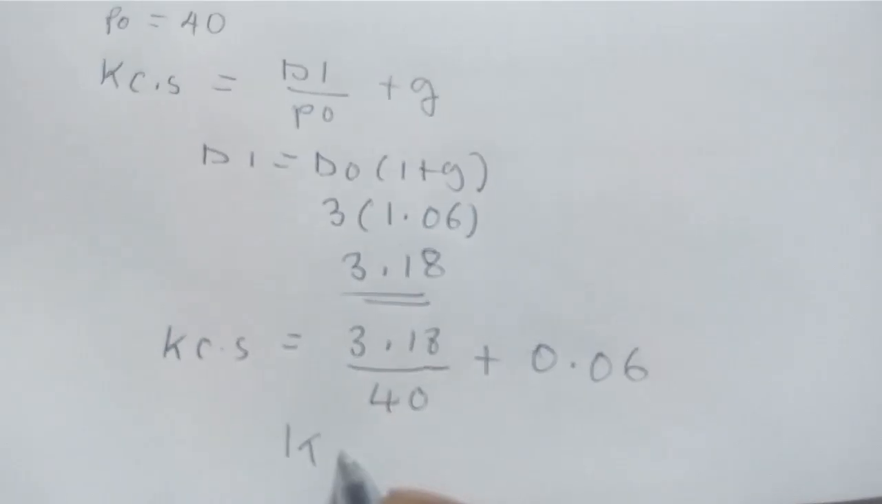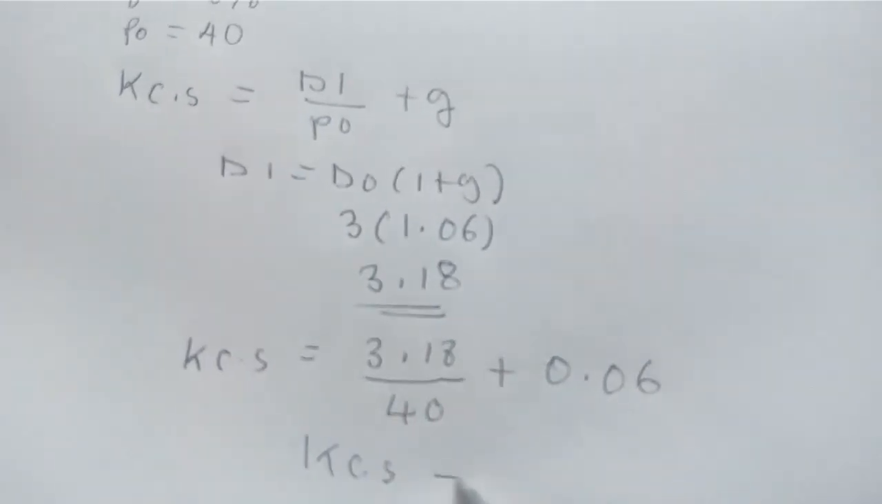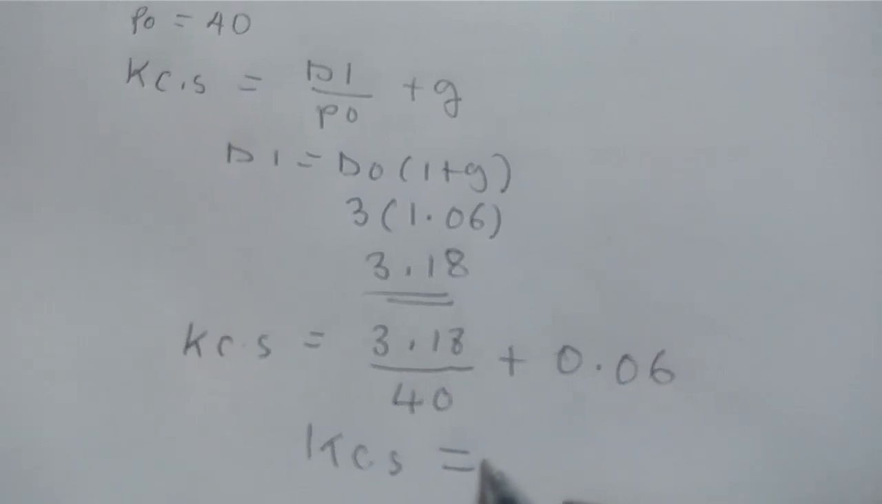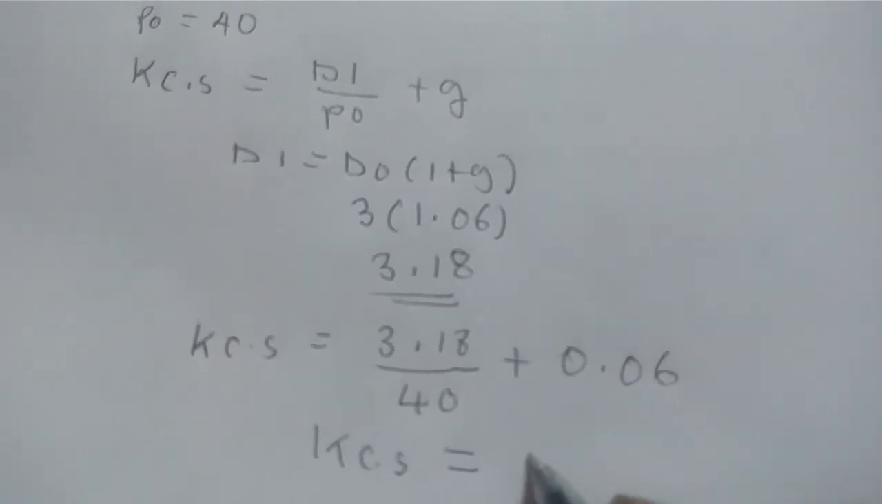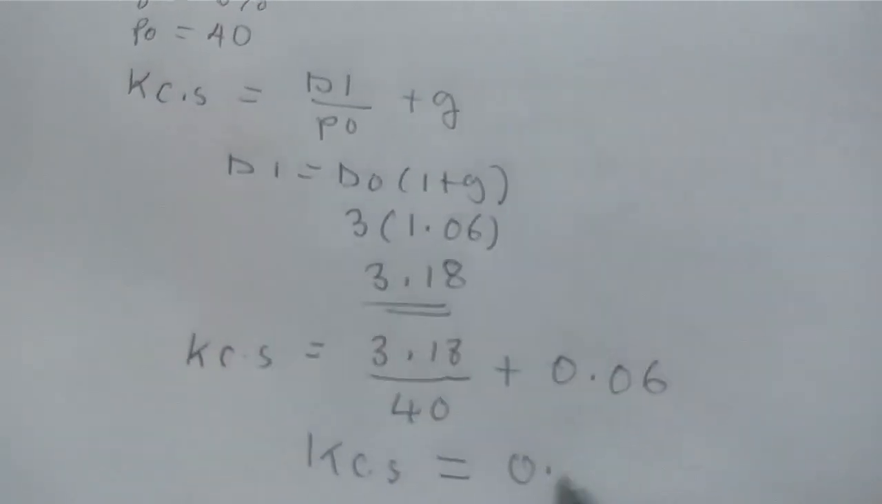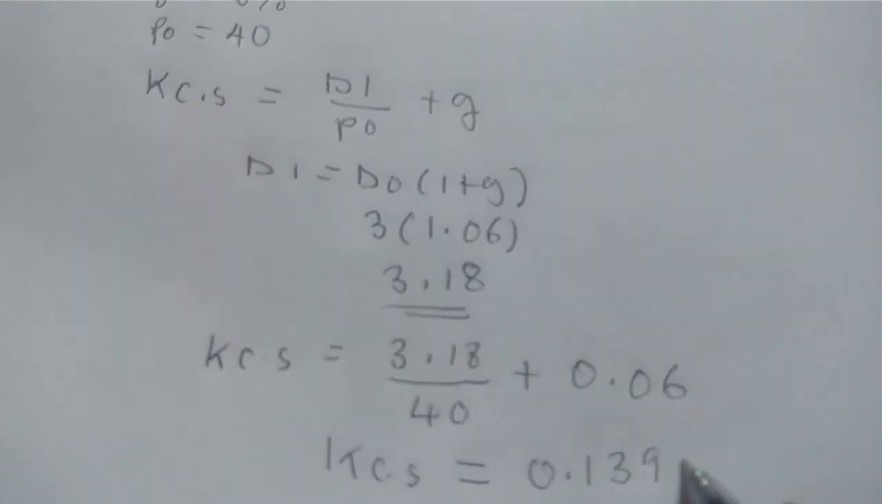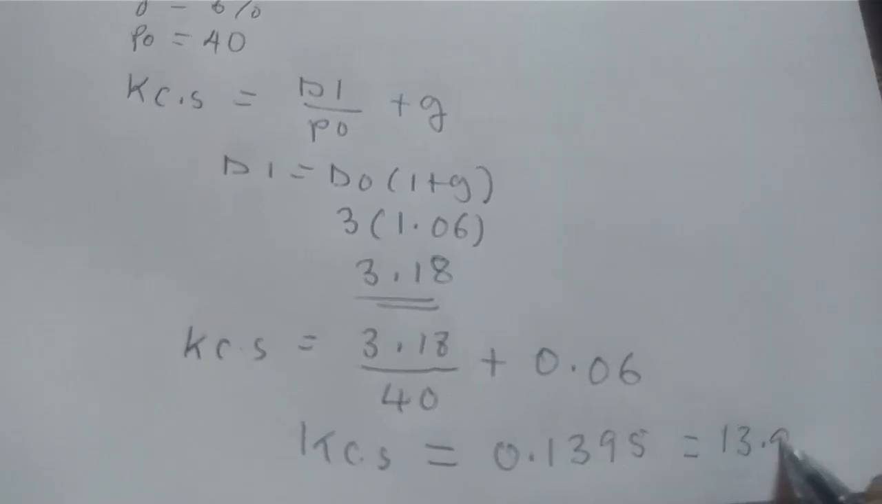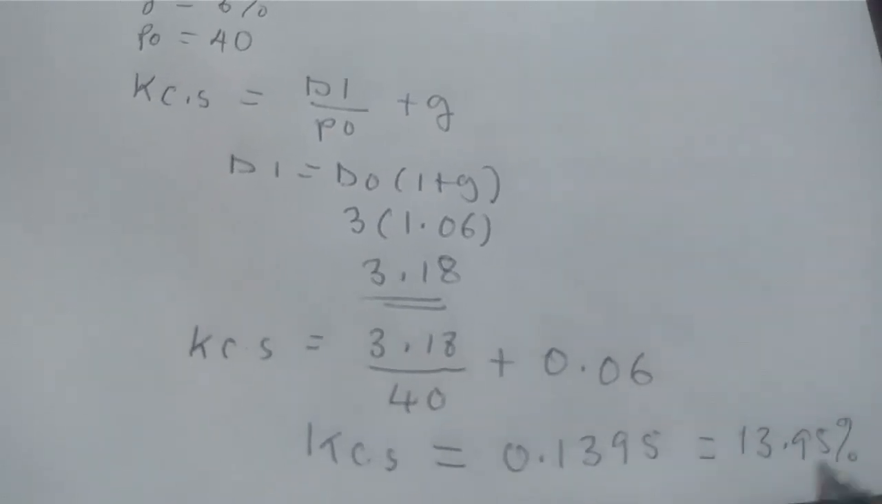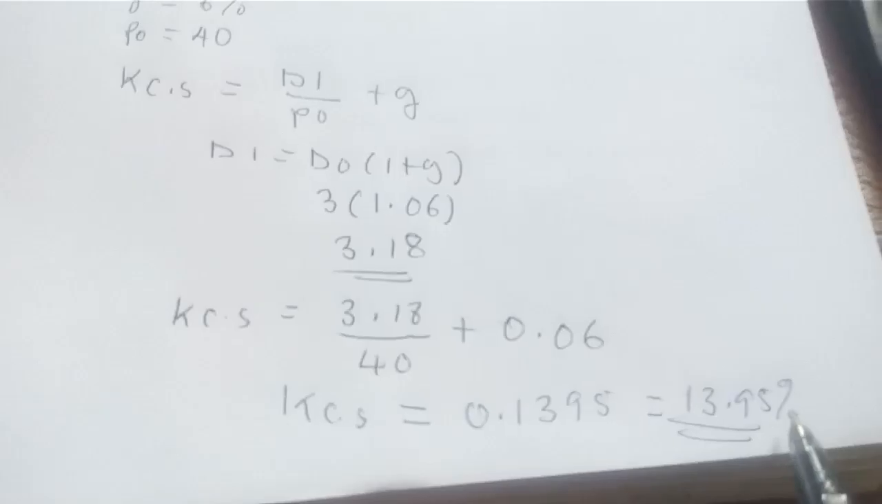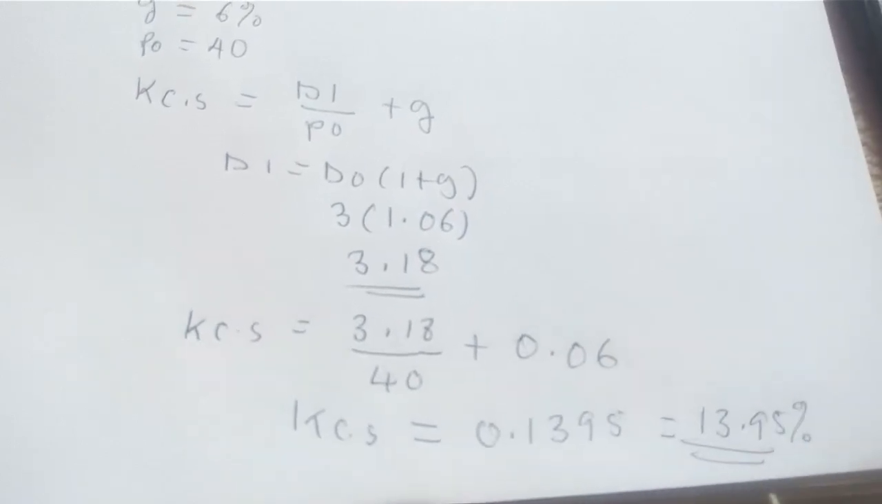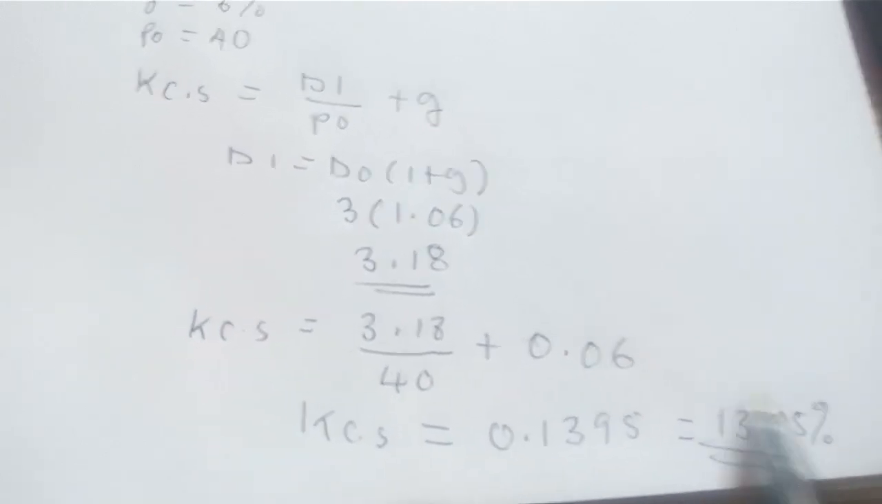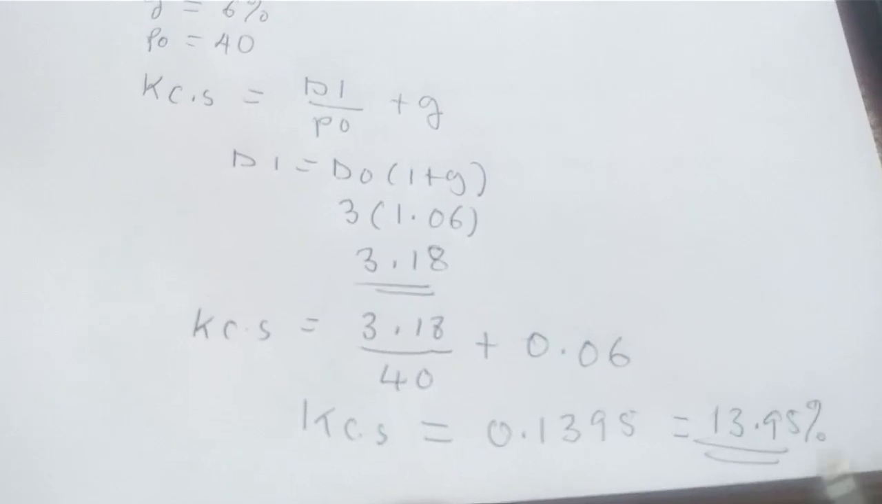So the cost of common stock, in this case our internal equity, is given to be 0.1395, which is equal to 13.95%. So again, take note of this figure that we found here. We'll use it when computing the weighted average cost of capital.